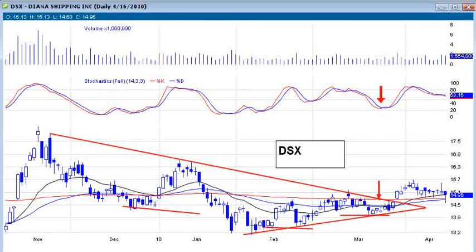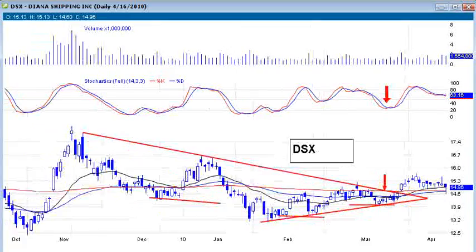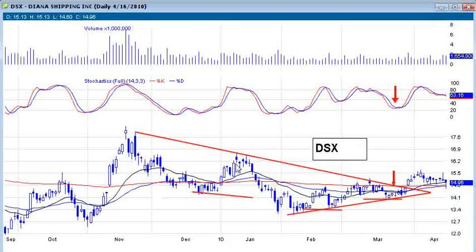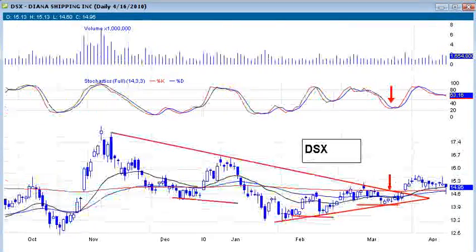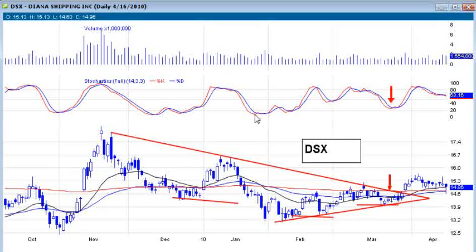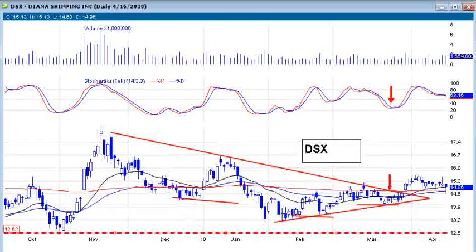DSX here. All right, this is another one. This is all from the last 2 weeks. These are the stocks we were trading the last 2 weeks. A W pattern right here, a pattern I like to just call a W.